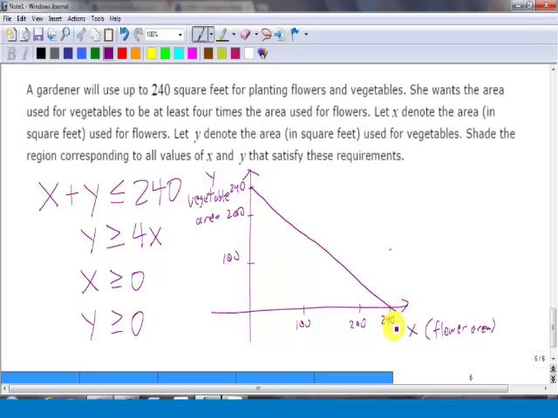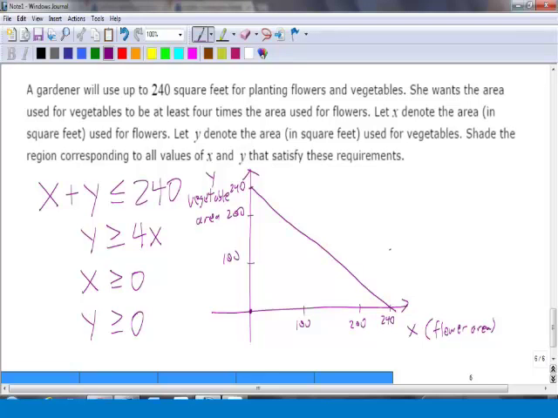Like so. Y is greater than or equal to 4x. That goes through the origin. If she decides to let the area for flowers be 0, then she's good so long as the area for vegetables is greater than or equal to 0. So 0, 0 is a possibility. And then that's a little bit on the tricky side.